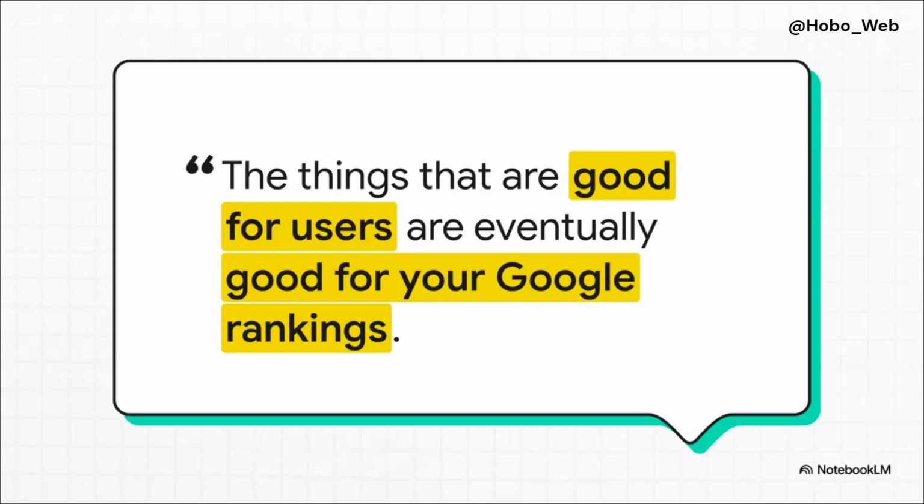Which brings us to this one simple principle that just ties everything we've talked about together. The single best SEO strategy has always been and will always be to just focus on the user. When you prioritize accessibility, when you prioritize a high-quality experience, when you prioritize giving people clear and useful information, you are naturally doing everything Google wants to reward.